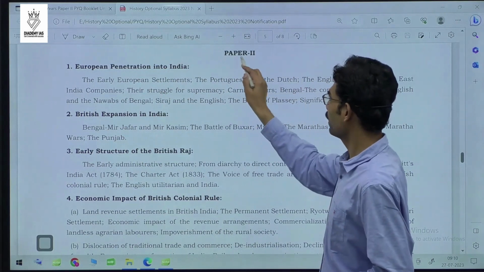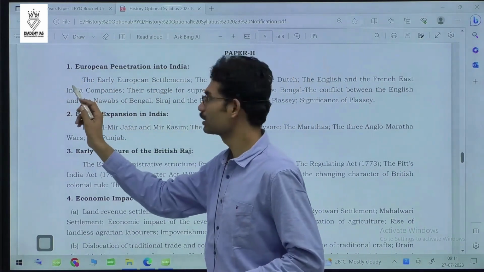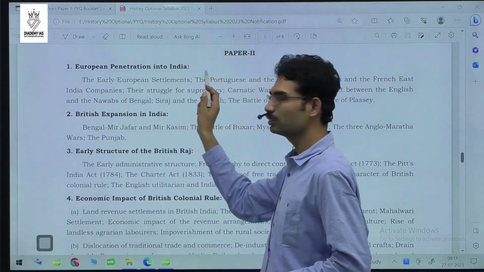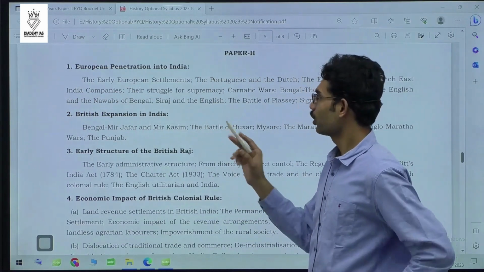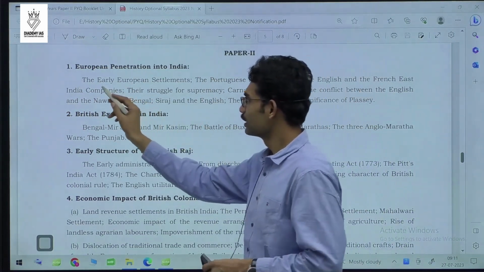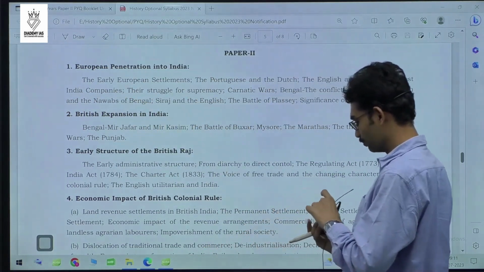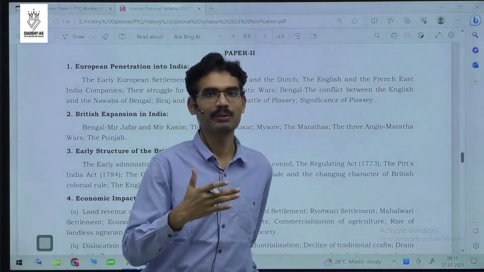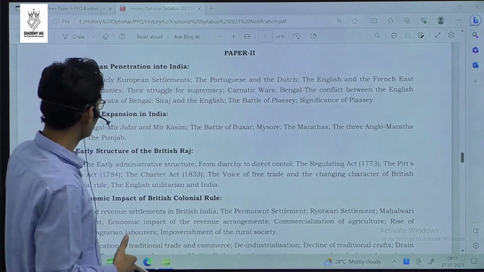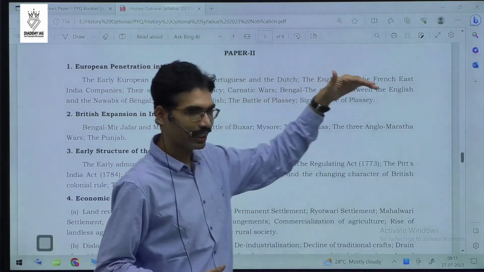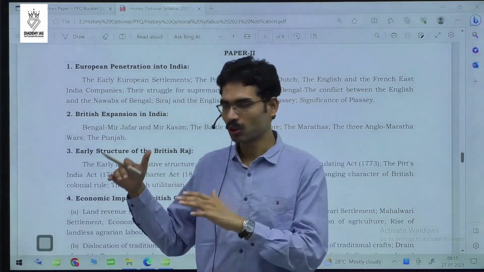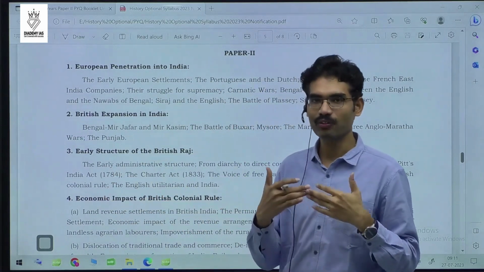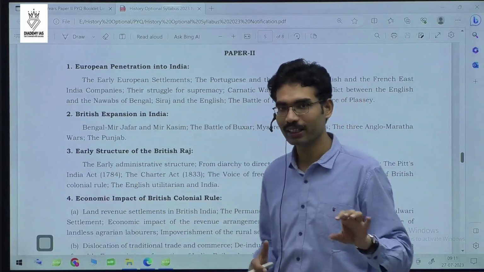For example, in paper 2, the first chapter is European penetration into India. In that, subheadings are given. Now, one of the advantages of history optional is that a detailed syllabus is given. That's why you need not be afraid of the length of the syllabus. The more the length, it is in favor of the student only, nothing to fear at all.